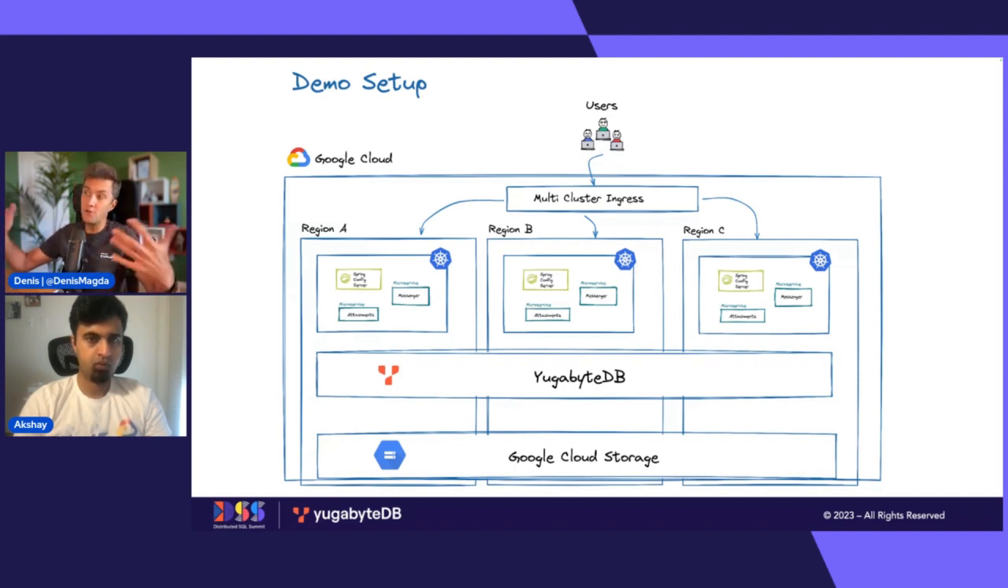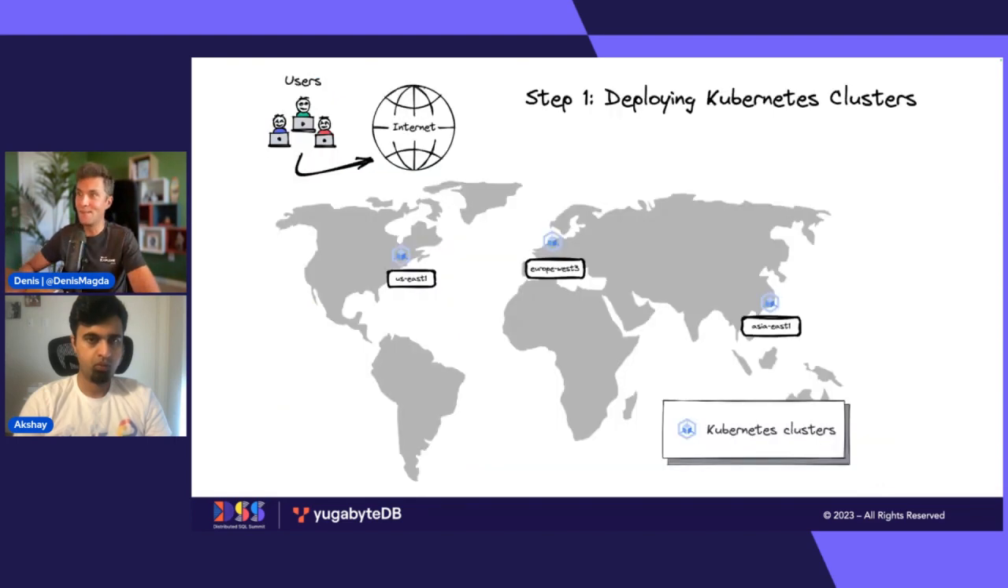And then make sure that your microservices are connected to the YugabyteDB and Google Cloud Storage that are designed to be global databases. And another important aspect is multi-cluster ingress, or Anthos. We're talking about Anthos, but also it's basically multi-cluster ingress, as Akshay mentioned. Makes sense? Moving forward, let's talk about the specific steps, how we bring this architecture to life. Back to you, Akshay. Step number one.